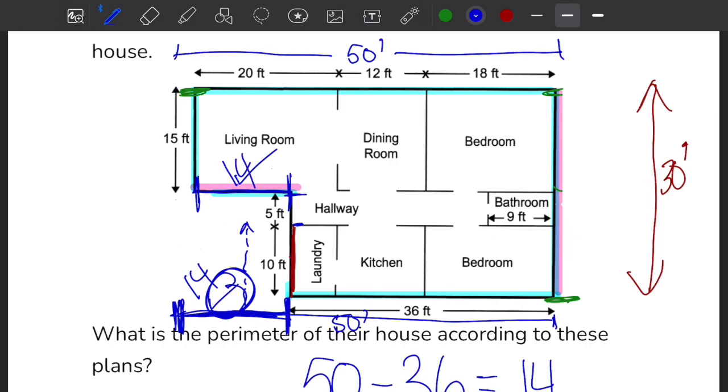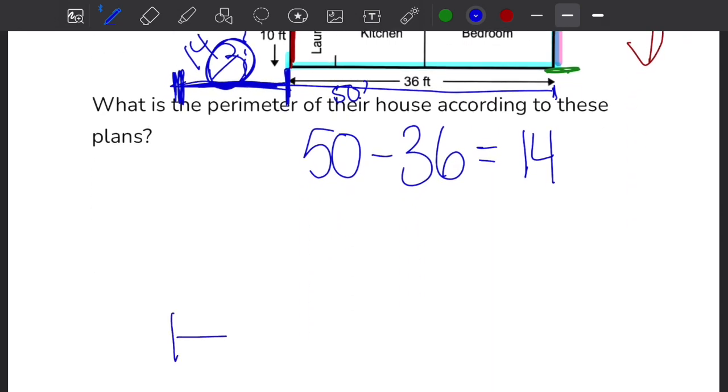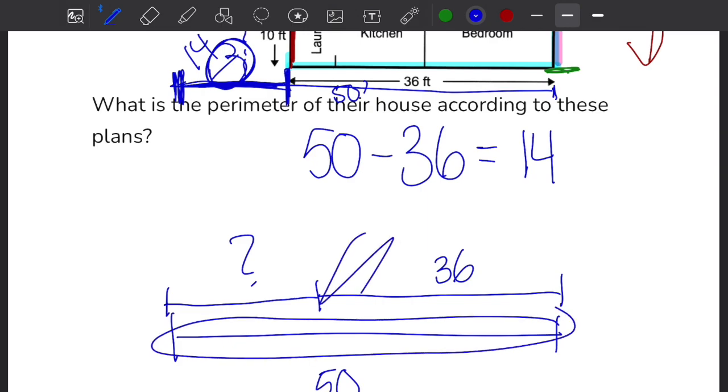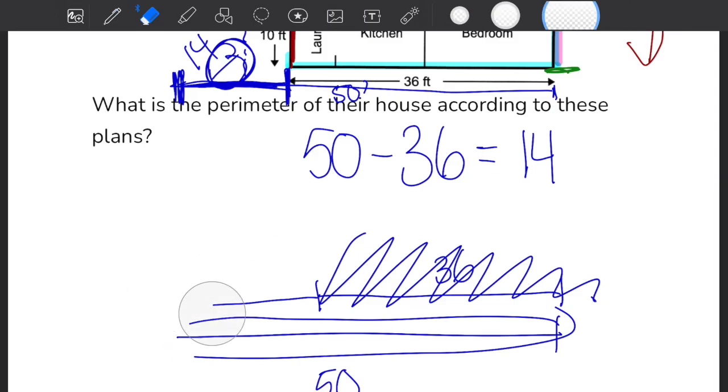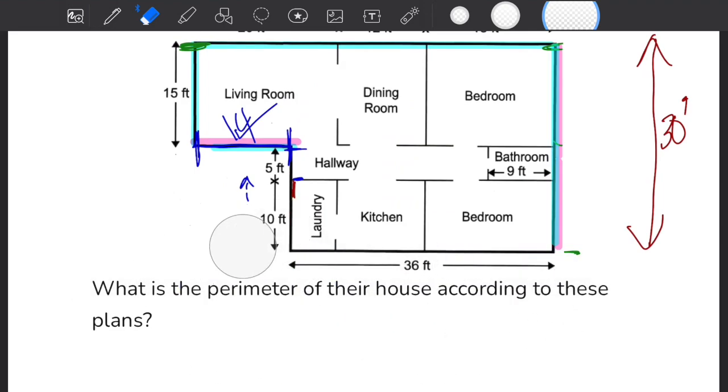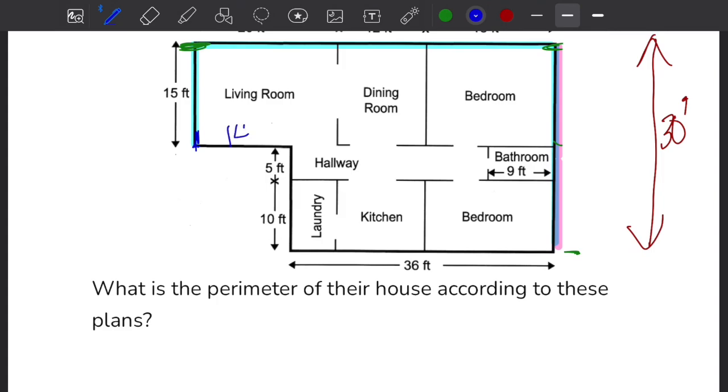Okay? So I'm going to do that again down here. I'm going to zoom in. If this is 50, and from here to here it's 36, what's this measure? What's this mystery number? Well, I'm going to take the total, take away 36, and that will give me 14, which is the distance here. Okay? So I'm going to write that down, and I'm going to erase all my scribbles. This measurement here is 14 feet.